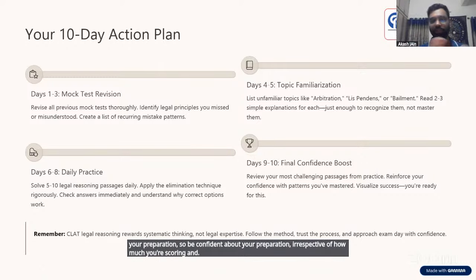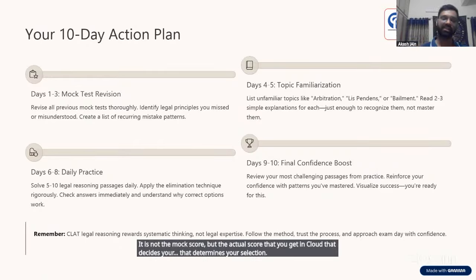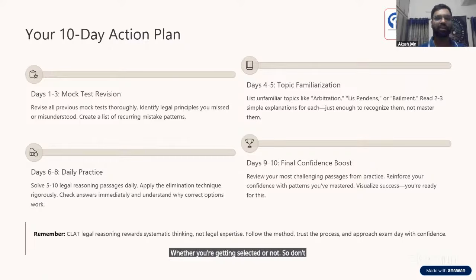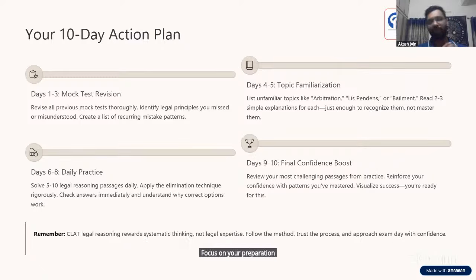It is not the mock score, but the actual score that you get in CLAT that determines your selection, whether you're getting selected or not. So don't be disheartened. Don't look at how others are doing. Focus on yourself, focus on your preparation, and you'll all pass with flying colors.